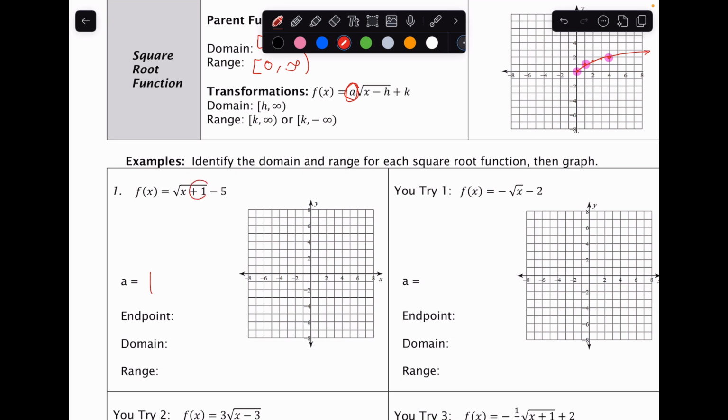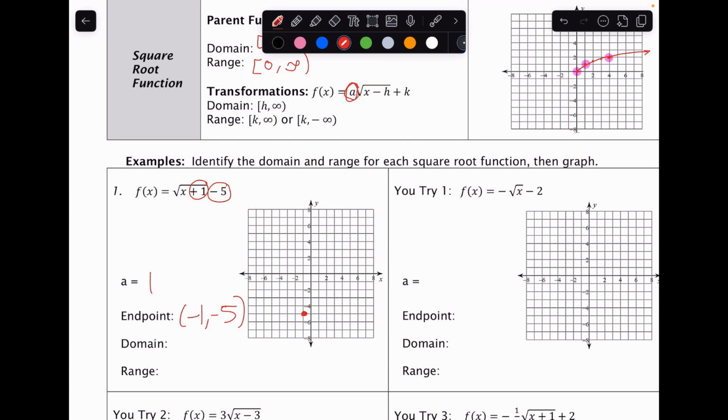To find your endpoint, you switch the sign of this number for your x, and keep the sign of this number for your y. So our endpoint is going to be -1, -5. So we're going to go -1 and then down 1, 2, 3, 4, 5.